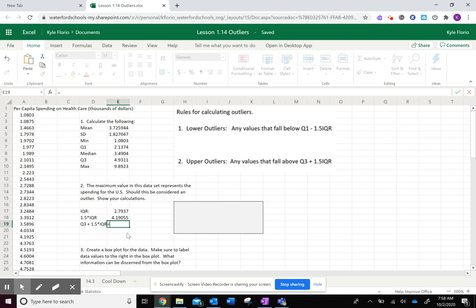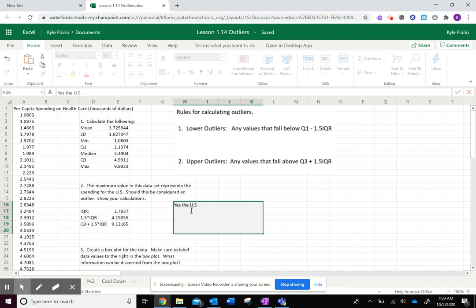And then I want to take Q3, which is right here, and add 1.5 times the IQR, which is this number right here. And the upper bound is 9.12165. So anything over 9.12165 is going to be an outlier. And that max value is 9.89. This number is going to be bigger than our upper bound. So anything over this number, which our max is, is going to be considered an outlier. So the answer is yes.